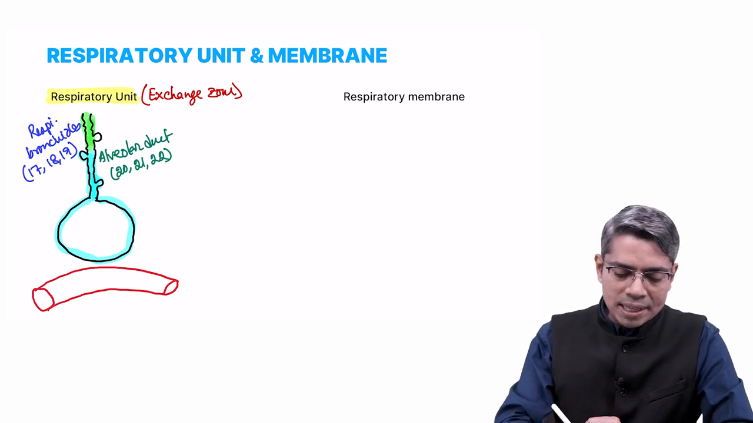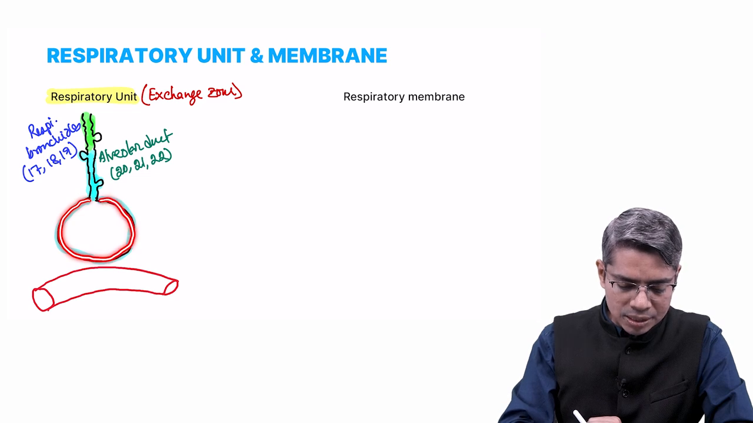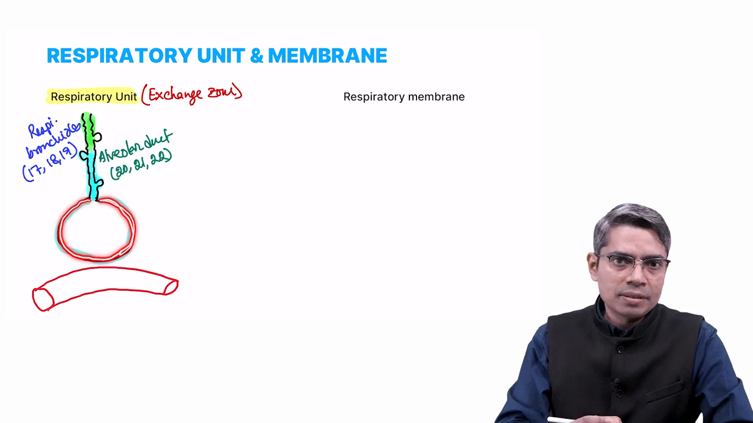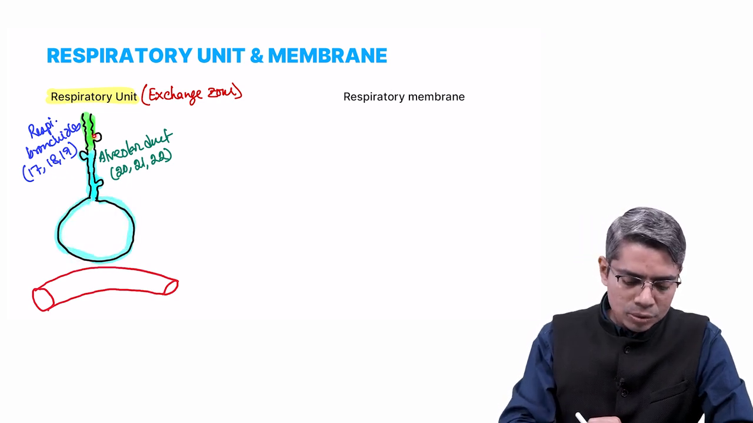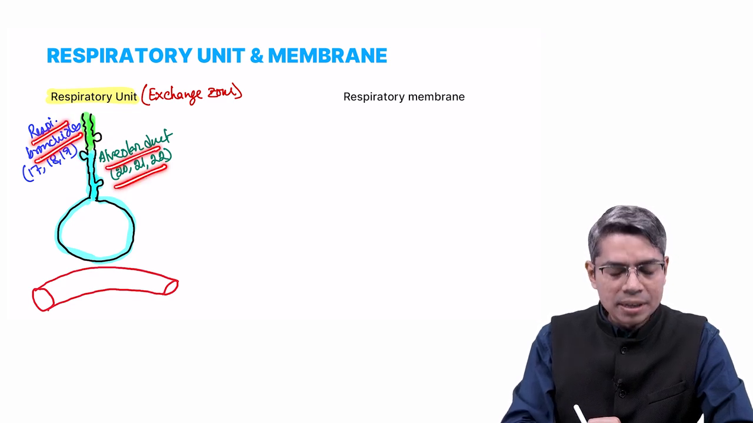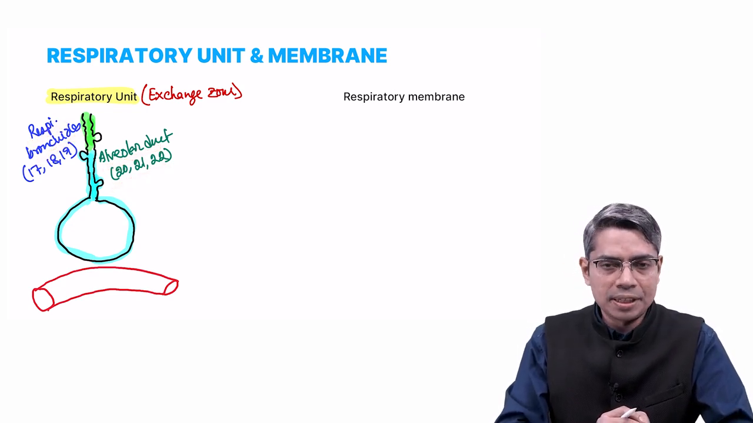Why will gas exchange happen? Because we know that the alveolus is the last division, division number 23. It contains type 1 pneumocyte, which is the cell for gas exchange. And I told you earlier that there are small buds, alveolar buds, also present at the level of the respiratory bronchiole and alveolar duct. That's why they can also take part in a little amount of gas exchange, right?